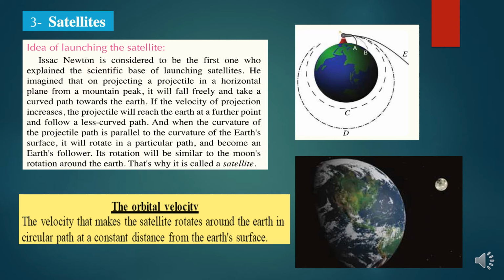At a certain projecting velocity, when the curvature of the projectile equals the curvature of the Earth's surface, the projectile orbits the Earth in a circular path, and it becomes a follower of the Earth and is named a satellite. This velocity is called the orbital velocity of satellites. So what is meant by the orbital velocity of a satellite? The velocity that makes a satellite rotate around the Earth in a circular path at a constant distance from the Earth's surface.